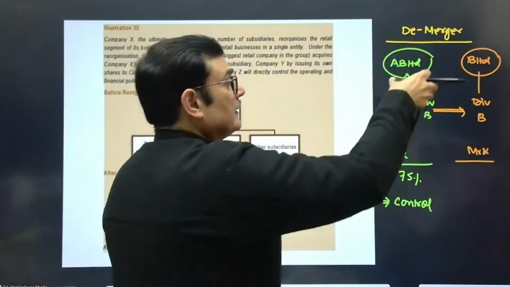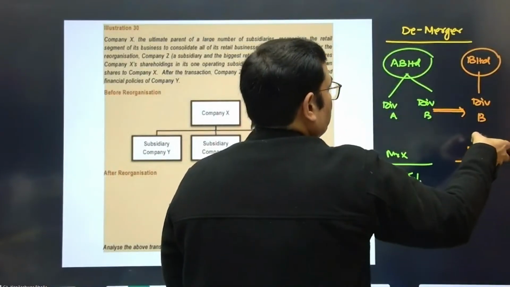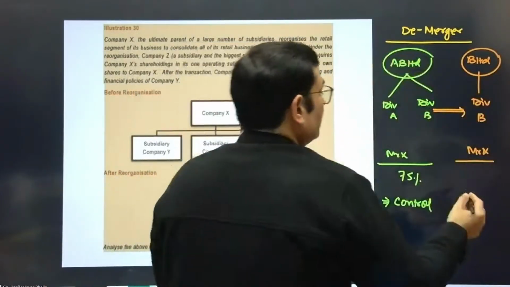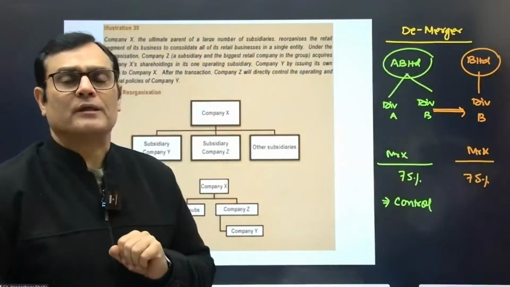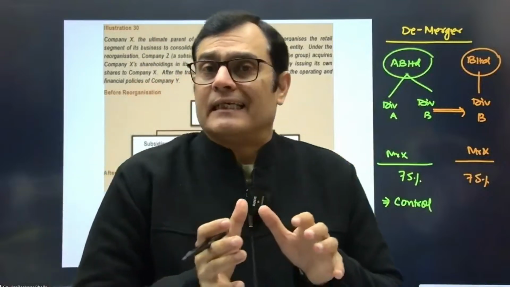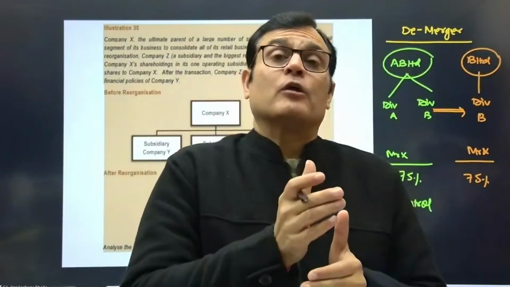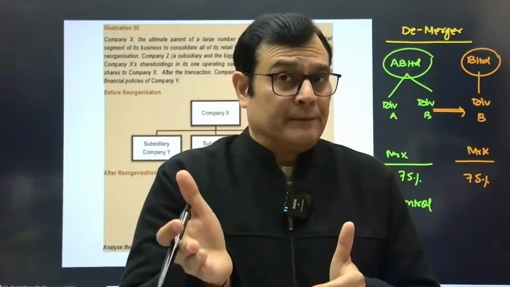So this company is created and the entire shares of B are given to the shareholders of AB. So Mr. X also gets a 75% control over company B. Let's say the shares are given in the same exchange ratio, so that all the shareholders get the same percentage stake in company B as well.